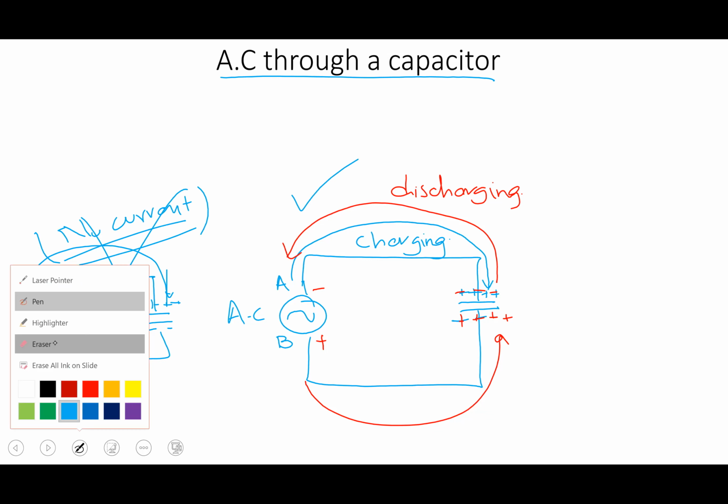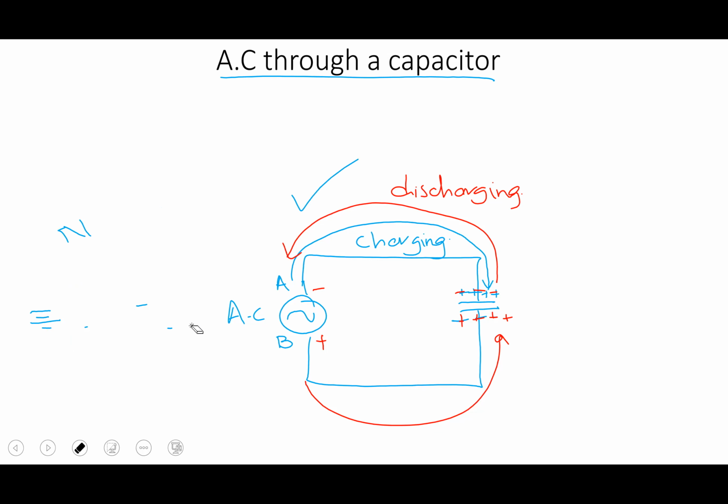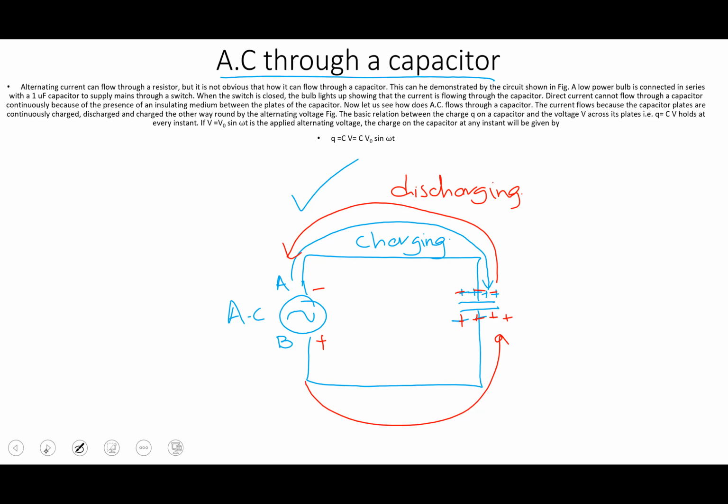Now, keeping that in our minds, let's read more about it. It says over here, the alternating current can flow through resistance, but it is not obvious how it can flow through the capacitor. It can be demonstrated by the circuit shown in figure A. A low power bulb is connected in series. That means we can connect a bulb over here as well with a 1 microfarad capacitor to supply the mains through the switch. When the switch is closed, the bulb lights up. That means if there is a switch over here, we close the switch and the bulb basically lights up because the current is passing through.